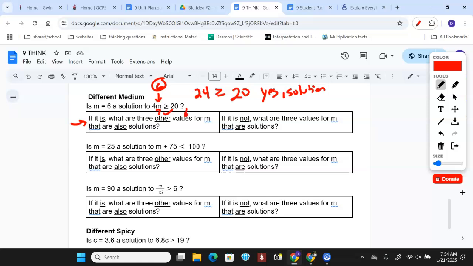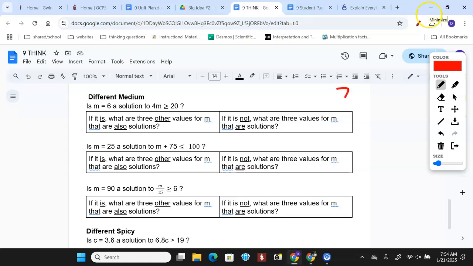8 will probably do the same thing. Let me clear out and do this. So I've got 7's a possibility. 8 should also be a possibility. 4 times 8 is 32. 32 is greater than 20, so 8's okay.